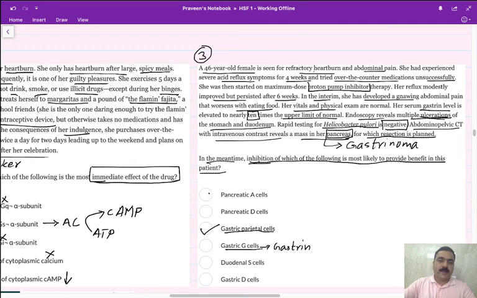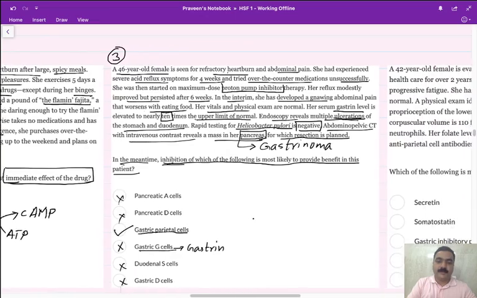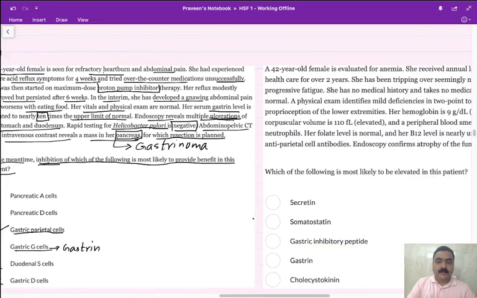Pancreatic A cell, nothing. D cell, no role over here. G cell, yes, it produces gastrin, but inhibiting that does not help, because there is already more than 10 times gastrin in the patient. Duodenal S cells, duodenal D cells, no. So it's mainly the gastric parietal cell that can benefit the patient. If we inhibit the gastric parietal cell, that will benefit the patient. Now let's go to the next one.